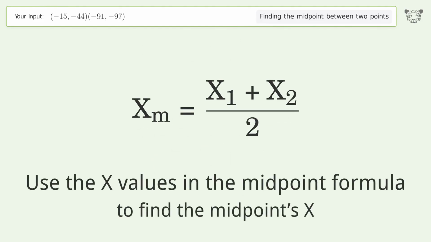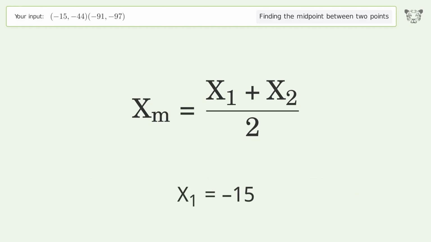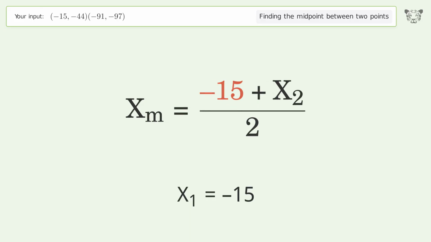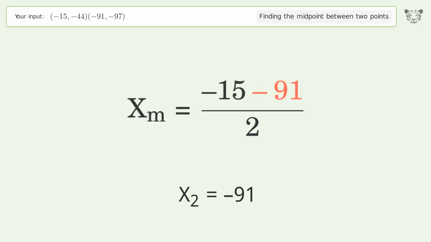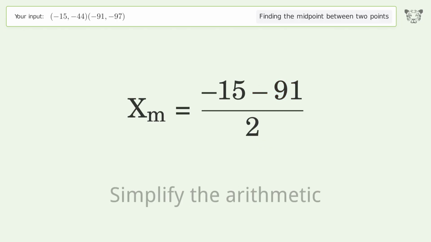Use the x values in the midpoint formula to find the midpoint's x. x1 equals -15. x2 equals -91. Simplify the arithmetic.